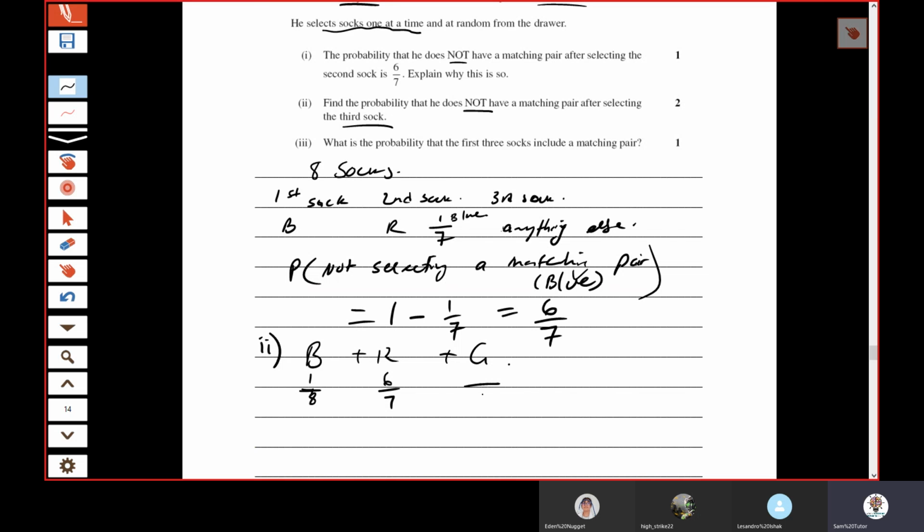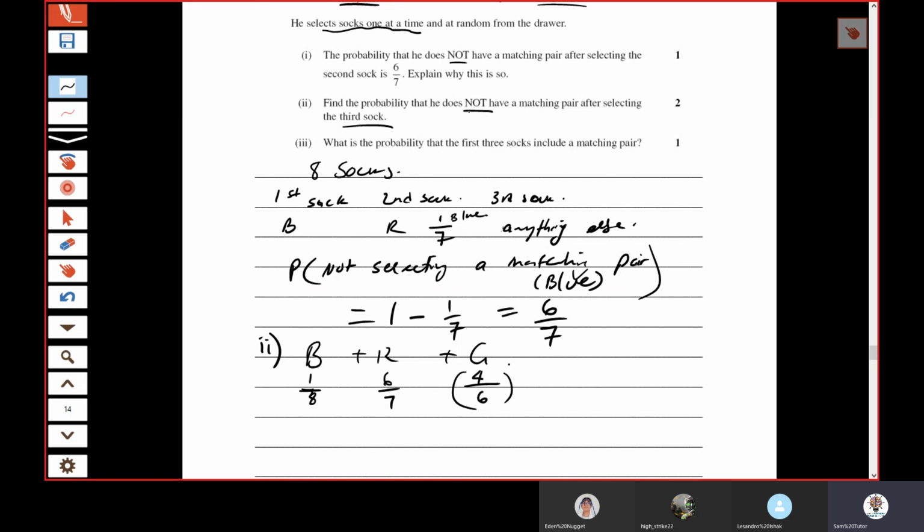How many socks do you have left? You've got 6 socks left, and you would have 4 of either green or yellow. Does that make sense? Yes, no, maybe? A little bit.